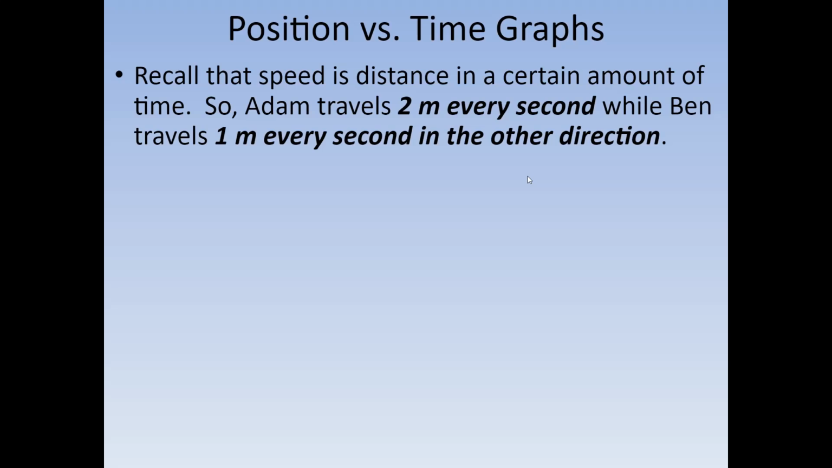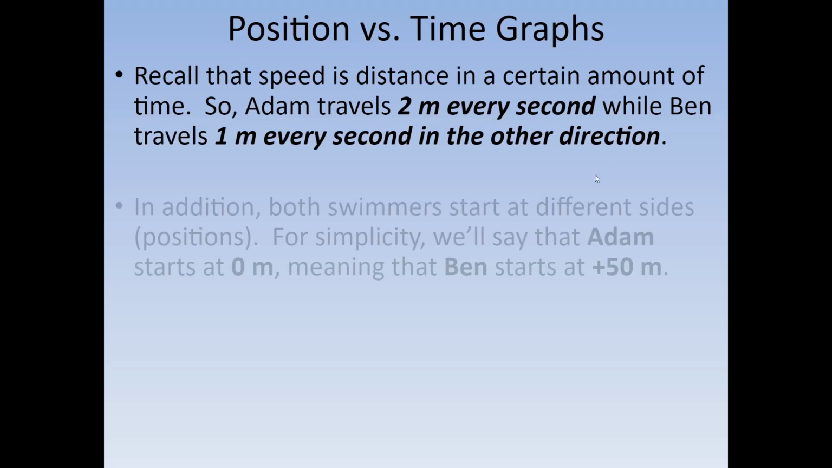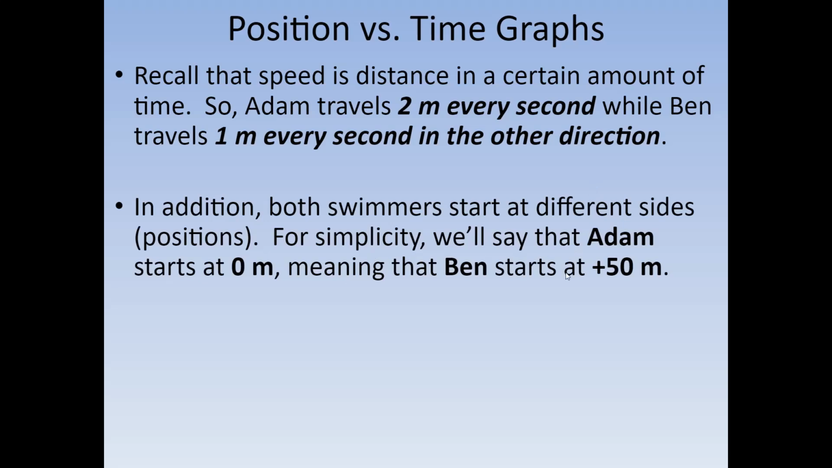So when we say that Adam travels with the speed of 2 meters per second, what that's really telling us is that every second, Adam travels 2 meters. So in 1 second, he travels 2 meters. In the second second, he's going to travel 4 meters, and so on and so on. Likewise, Ben is going to have the same thing, but this time it's going to be 1 meters per second, but in the other direction. So, like I said before, we're going to have Adam start at 0 and then Ben starting at plus 50 meters because they're 50 meters apart.